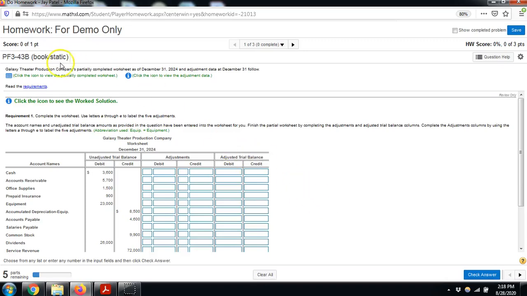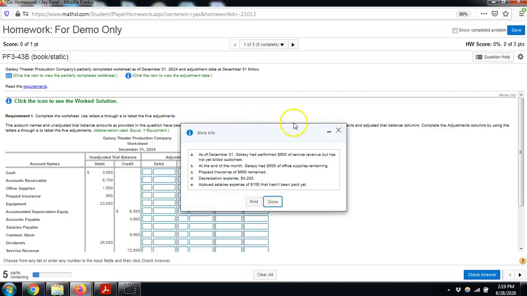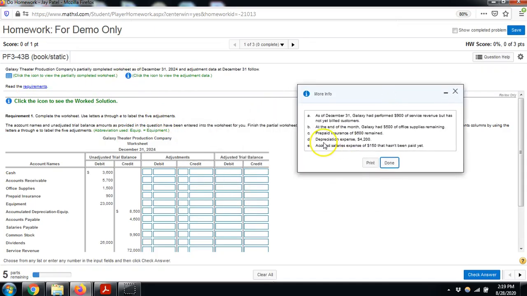So this is problem PF3-43B in your book. What we're going to have to do here is use the worksheet and work through some adjusting entries. The first part of this problem wants us to complete the worksheet and use the letters A through E to label 5 adjustments. If we click here, we'll get the adjustments.